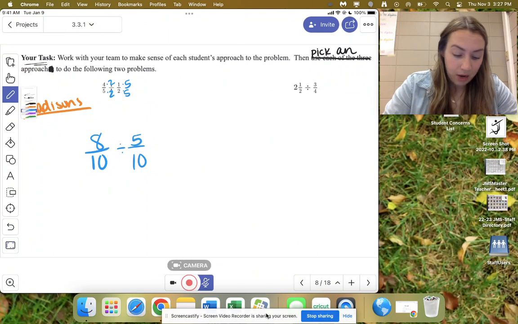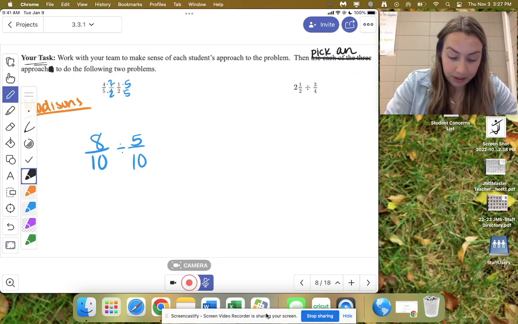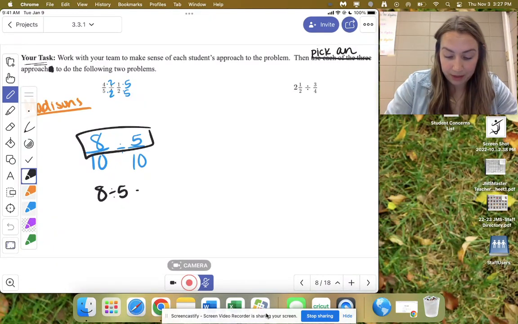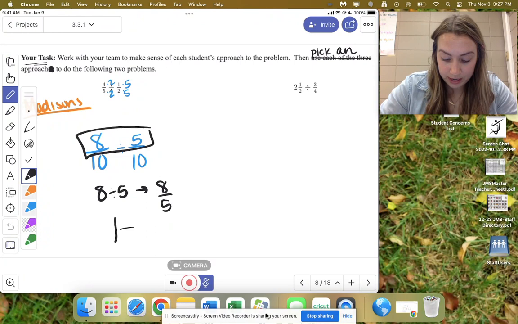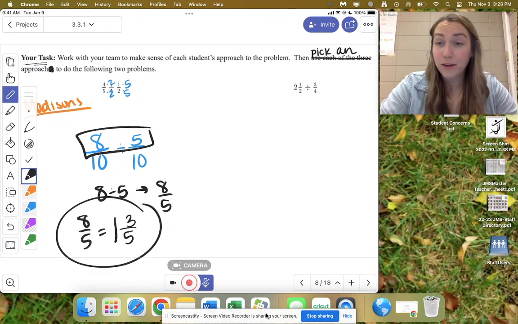Okay, now I have a common denominator, so I'm just going to divide across the top. So 8 divided by 5, if I write that as a fraction, that is 8/5. 5 can go into 8 one time, and 3 will be left over. So my answer is either 8/5 or 1 3/5.